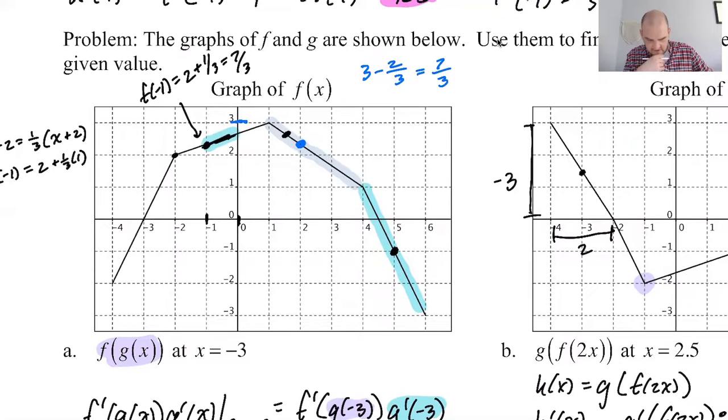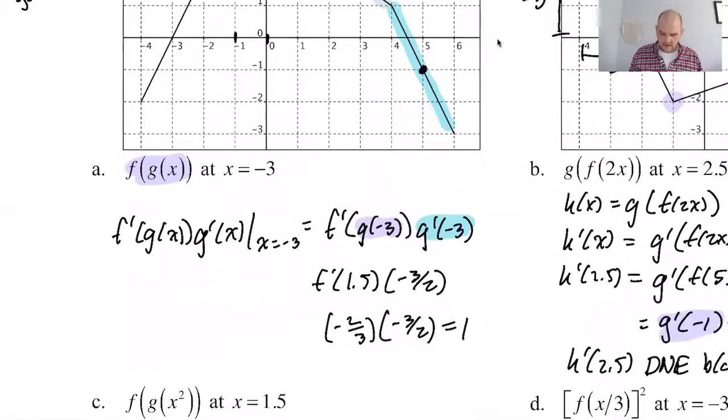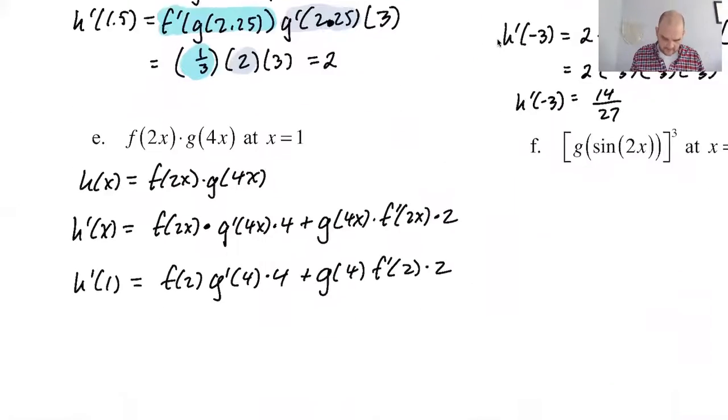That's kind of interesting. Alternatively, we could write the equation: y minus 3 equals -2/3 times x minus 1. And then we would plug in 2, and you end up with 3 minus 2/3. You get 7/3 no matter how you do it. So that's 7/3.